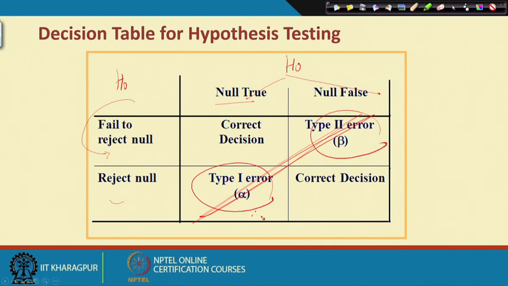Here the interpretation is that alpha is the probability with which you are rejecting the true null hypothesis, and beta is the probability with which you are accepting the false null hypothesis. At a particular point, alpha plus beta is exactly equal to 1, since the total probability is equal to 1.